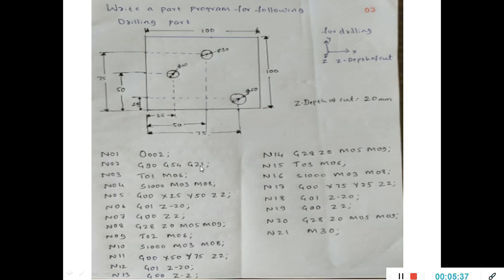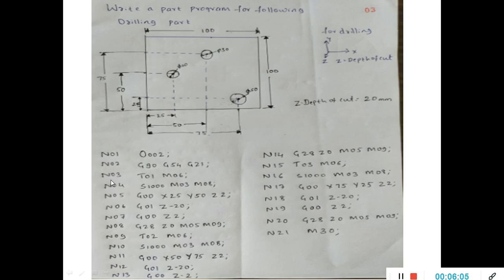G21 stands for all the input dimensions being in millimeters. If it is G20, then it should be in inches. Now we are using 25, 50, 75, all these dimensions in millimeters, that should be indicated with the G code known as G21. So G90, G54, G21: absolute coordinate system, work offset, and all the dimensions in mm.